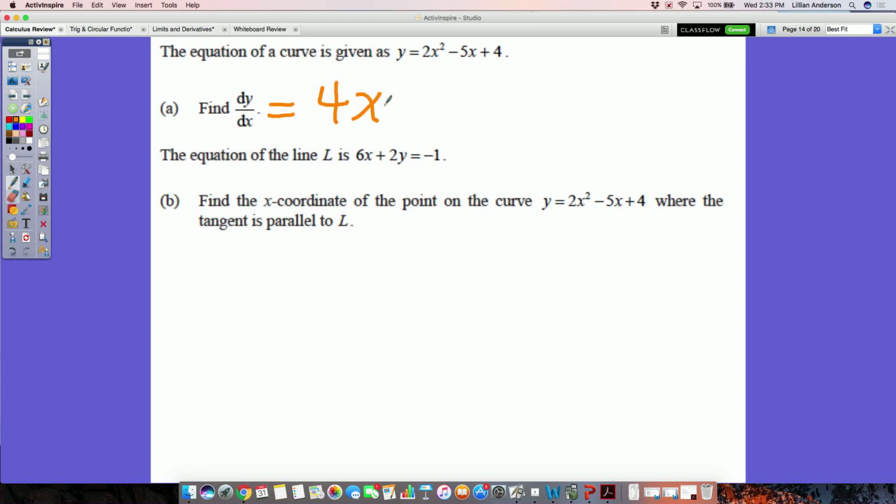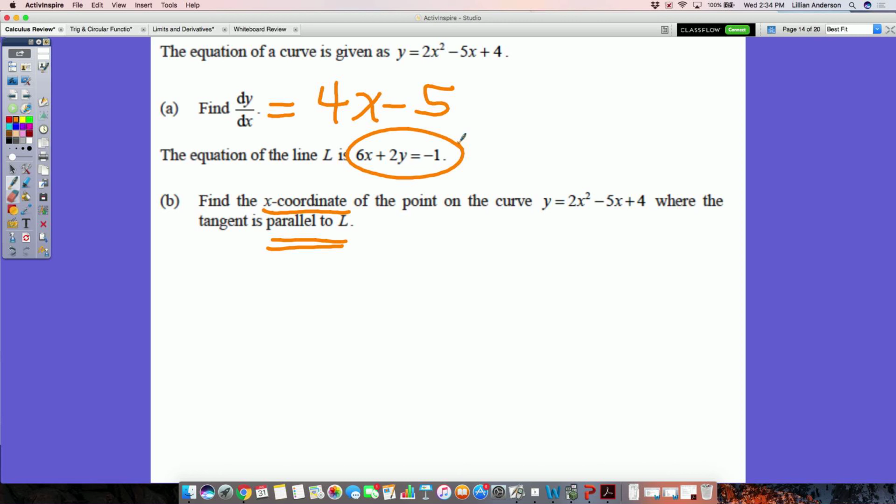4x plus minus 5. Then they give you an equation of a line. Now, they're not just going to give you just any old equation of some line. This needs to be used to help you answer the future question. It says find the x-coordinate of the point on the curve of the original problem where the tangent is parallel to L. Parallel lines have what? The same slope. So you have to figure out what is the slope of this line and then do what after you figure it out?